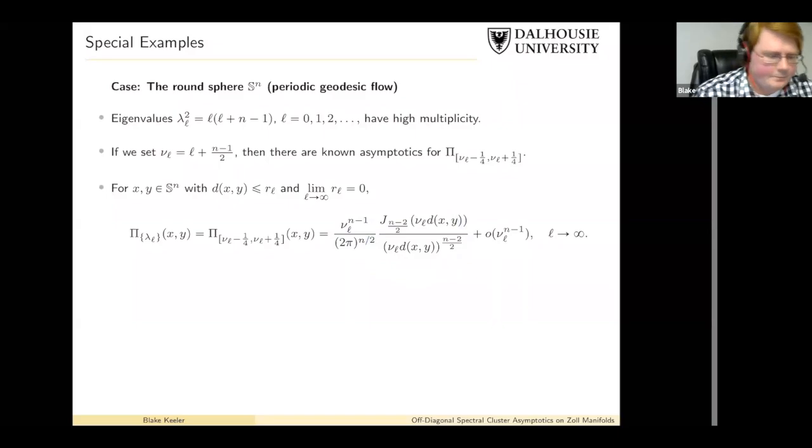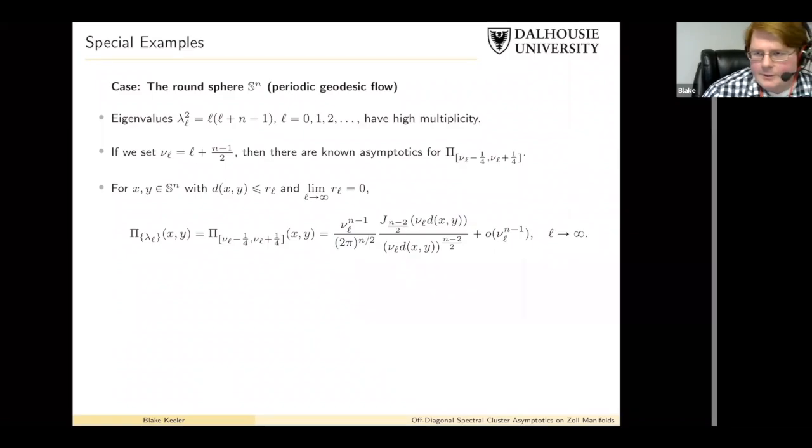And the remainder in this asymptotic expansion is like little o of nu_l to the n minus 1. So it is ever so slightly smaller than the size of the leading term. But again, in contrast to the general Weyl law, there's no polynomial power improvement in the remainder. It is just the slightest bit better than the leading term.